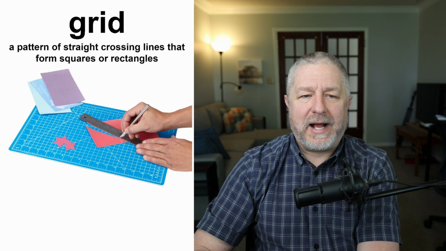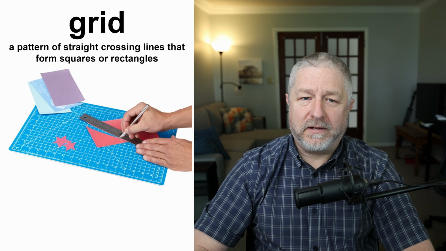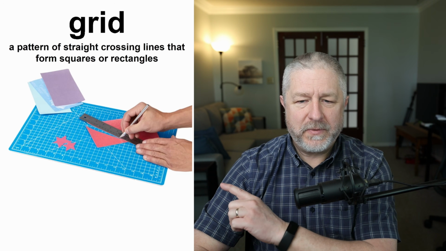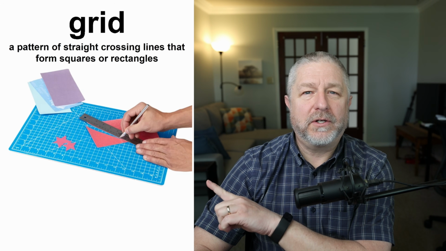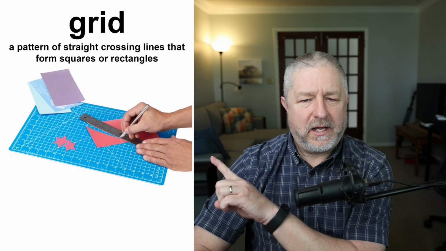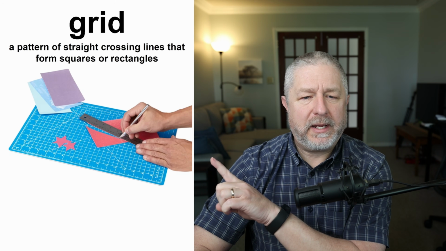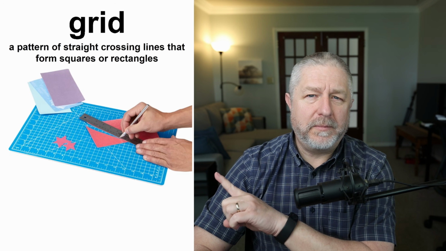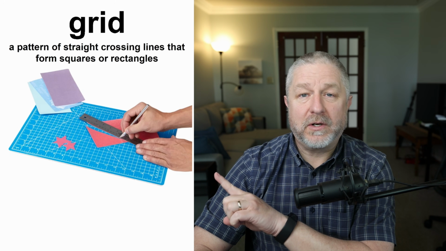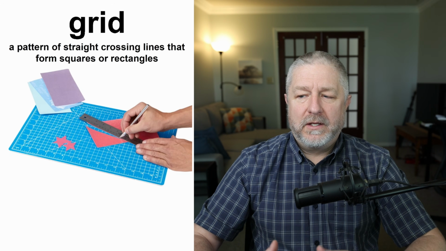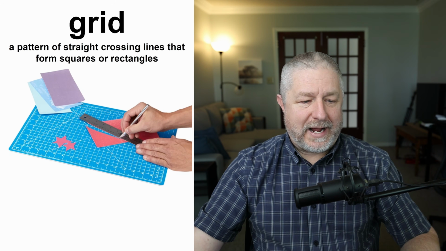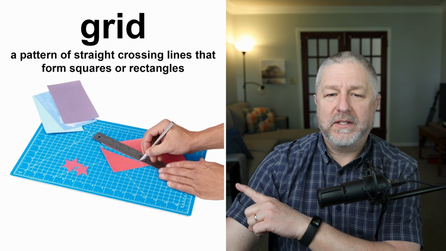Grid, a pattern of straight crossing lines that form squares or rectangles. This person has basically a rubber mat that has a grid on it, and they are cutting out different shapes from paper, and the grid probably helps them make every shape the correct size and helps them cut in the right direction. So if you ever do crafts, you're probably familiar with this.